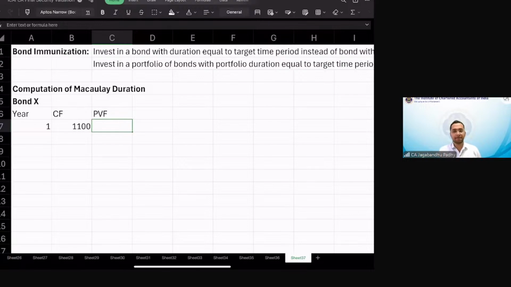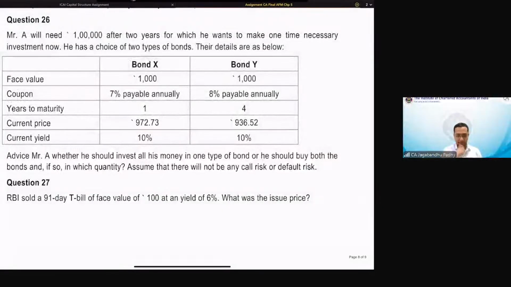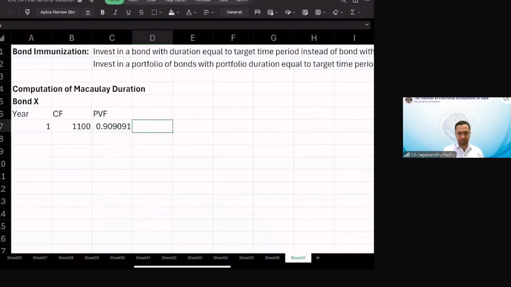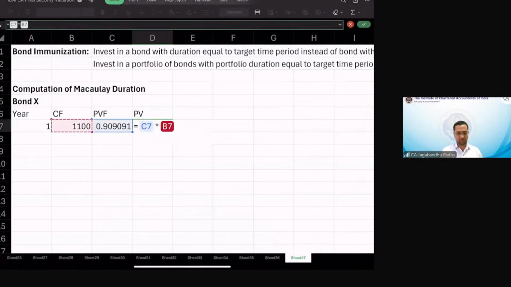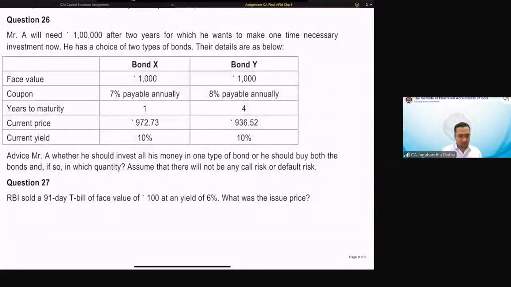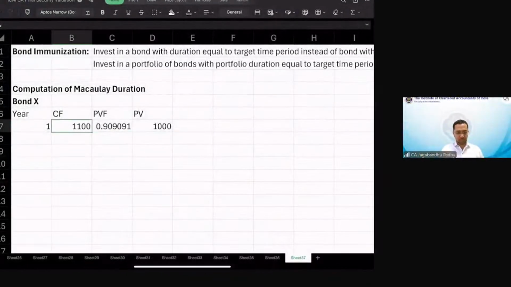Sorry, guys. So the PV factor will be at 10%, so it's 1 divided by 1.1. And then we take the PV. Right? So we get the PV as, coupon is 7%, so the last cash flow will be 1070. So present value is 972.